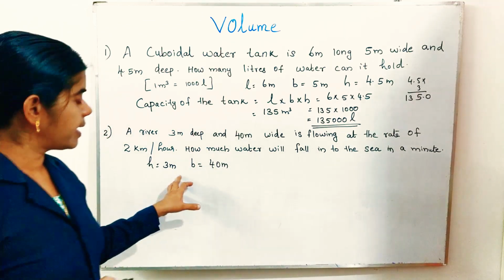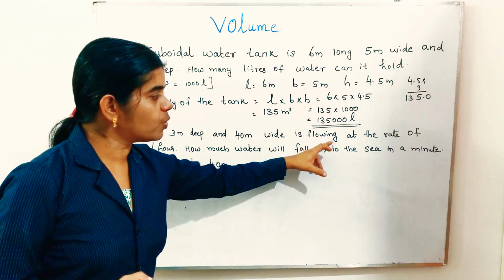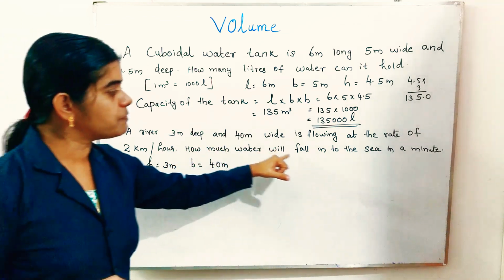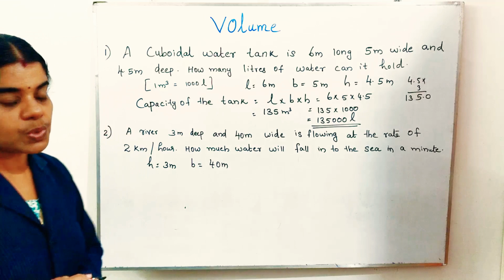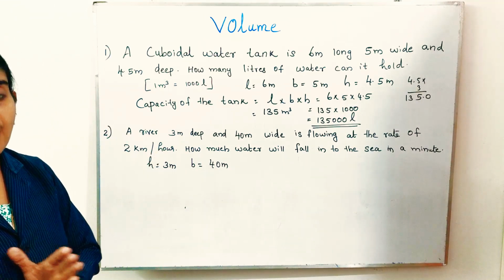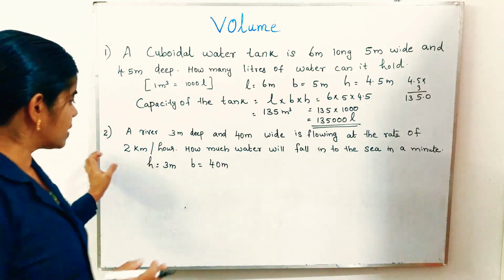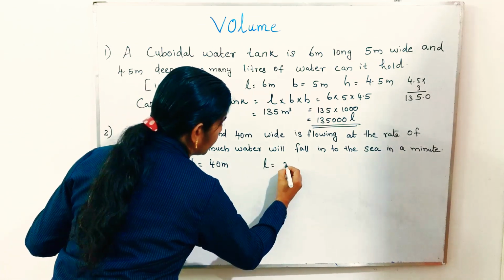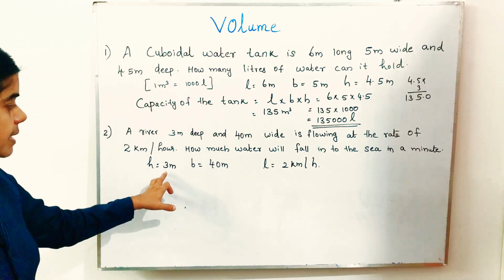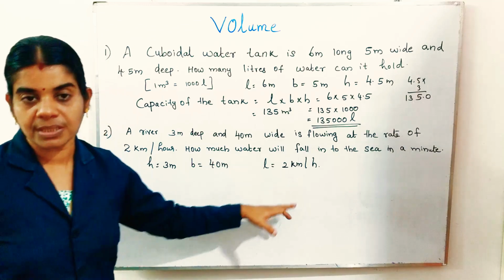Then next, L is not given directly, but it is given that the river is flowing at the rate of 2 km per hour. How much water will fall into the sea in a minute? So we want to take that length as 2 km. How much it is moving in an hour, that we will take as length. So we can take L is equal to 2 km per hour. But one change is there. Here all the things are in meter, so we want to change this kilometer to meter.